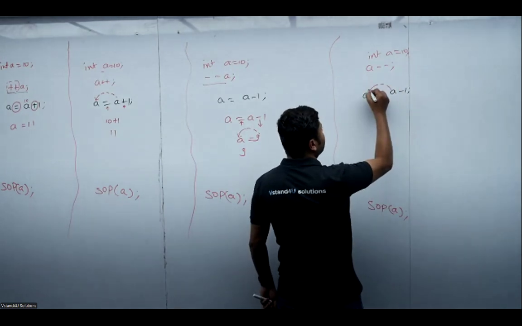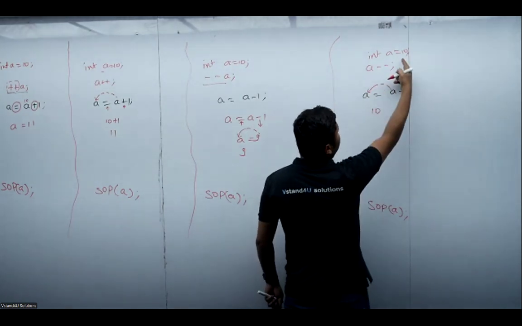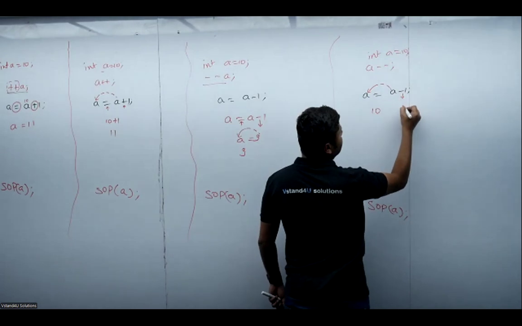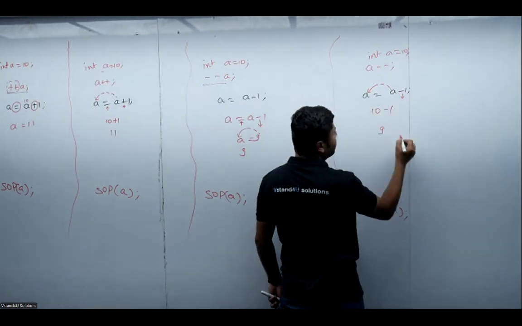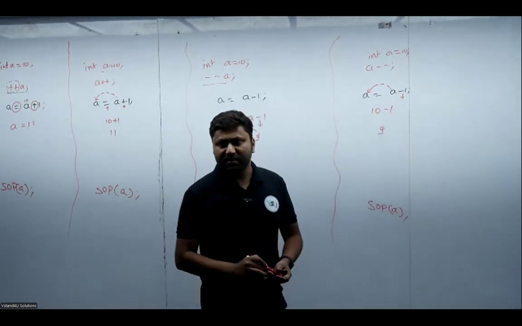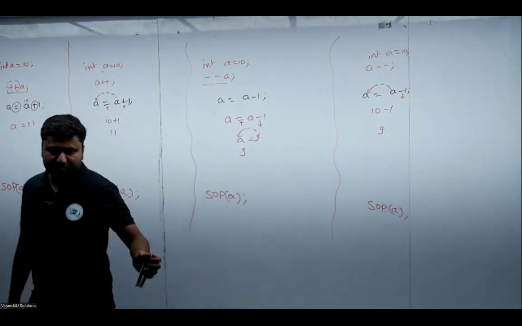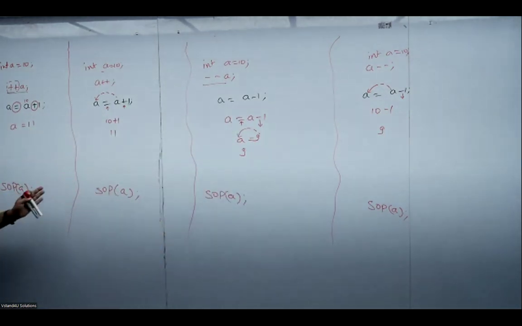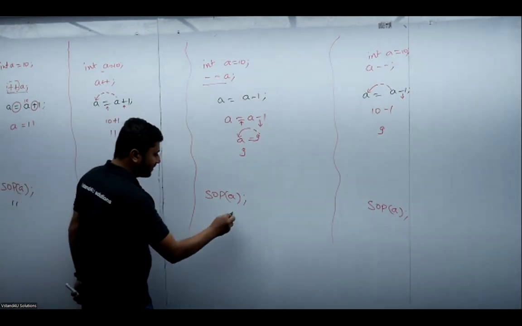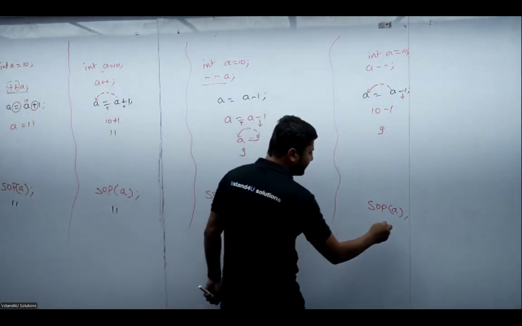Similarly, in post decrementation, what is happening? First assign the current value, that is 10. Don't forget this decrement also happens, so A becomes 9. Am I making sense? If I simply print in all the ways using SOP, the answer over here is 11, 11, 9, and 9.